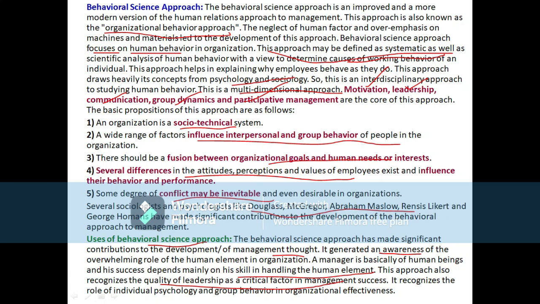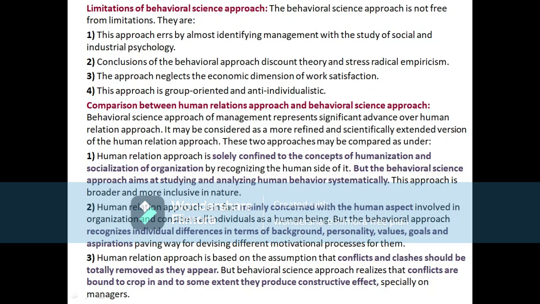Okay, so those are also studied there. If you see the limitations of behavioral studies, then what would be the limitations of this study? The behavioral science approach is not free from limitations. So what is that? This approach almost identifies management with the study of social and industrial psychology. So it is only about society and social and industrial psychology. Here it is excluding the other disciplines.